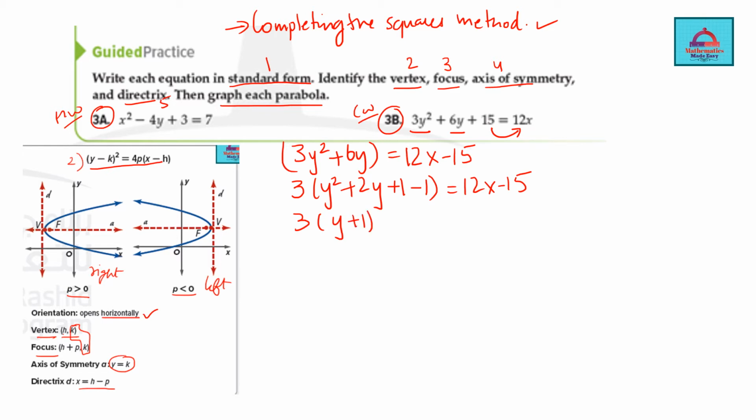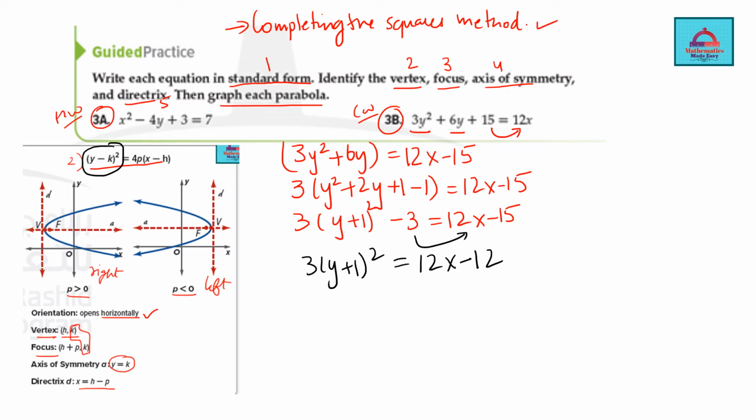So this is y plus 1 whole square, and you have a minus 3 which in the next step will go to the other side. So when this negative 3 goes here, it becomes positive. So negative 15 plus 3 gives you negative 12. So now this is coming somewhat closer. If you see, you are getting a y minus k whole square kind of a term.